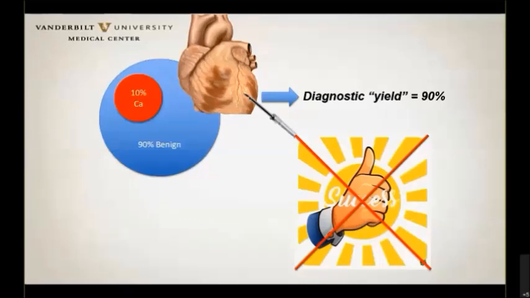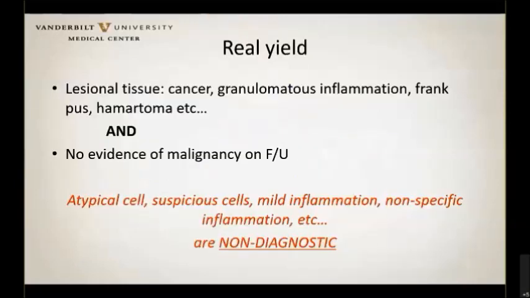If you're going to use this definition of diagnostic yield, make sure that the other study is using the same definition. In my view, it's a terrible definition, but at least make sure that everybody's talking the same language here. So I think really the way to look at the yield is, do you have lesional tissue, and by that I mean you have cancer, granulomatous inflammation, hamartoma, something that's definitive, and you don't have any evidence of malignancy on follow-up, because you can have a little bit of granulomatous inflammation in the vicinity of cancer. That's certainly possible. So anyway, that's kind of a pet peeve, and I just wanted to point that out.